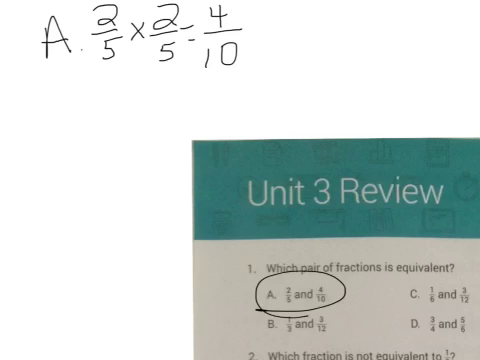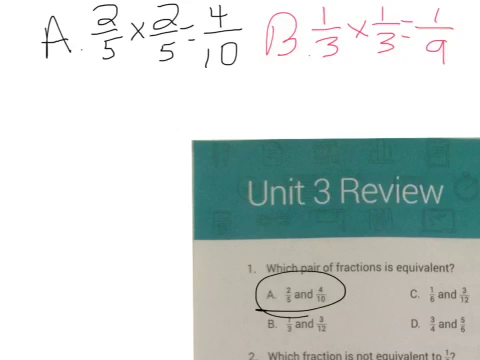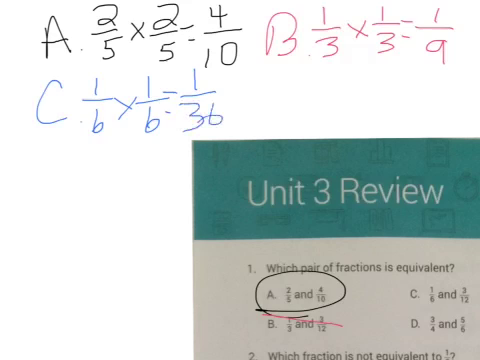Okay, so B is asking us, so we'll do 1/3 times 1/3, and that is going to give us 1 times 1 is 1, and 3 times 3 is 9, and that is going to give us 1/9 instead of 3/12, so we know that is not correct. Let's look at C. So C is 1/6 times 1/6. So we're going to say 1 times 1 is 1, and 6 times 6 is 36. So that is not equivalent. 1/6 and 3/12 are not equivalent.